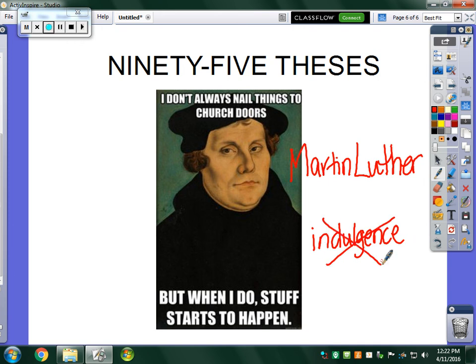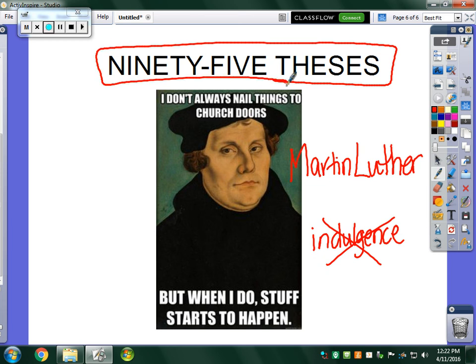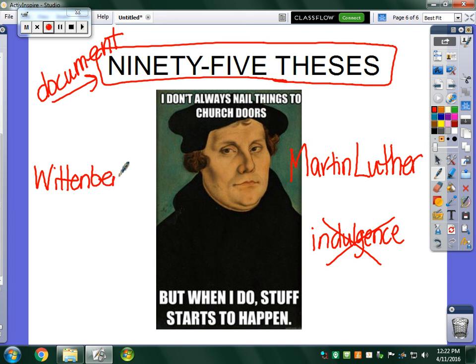So that, amongst other things, was written into his 95 Theses, which was a document. So this was a document that Martin Luther wrote with a list of all the things he did not like about what the Catholic Church was doing. 95 ideas that he had about how to make it better. And what he did was he nailed it to the front door of a cathedral in Wittenberg, Germany, that northern part of Europe.